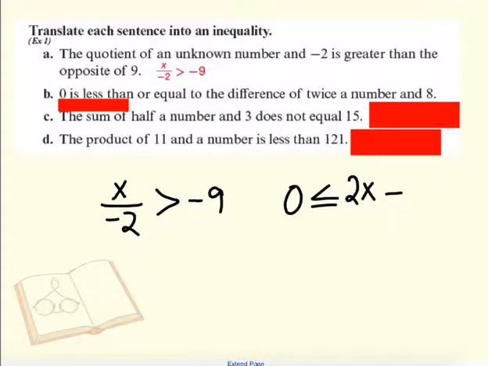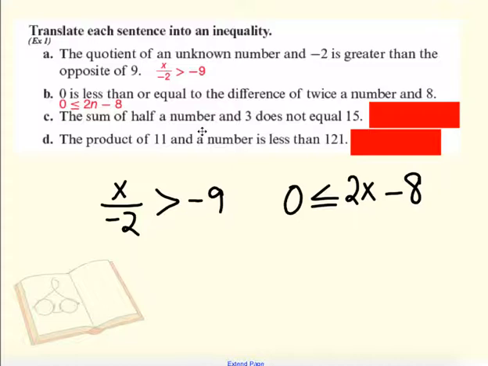And so that number with a difference and 8. So we should see 0 is less than or equal to 2x minus 8. It doesn't matter what variable we put in. C. The sum of half a number and 3 does not equal 15.